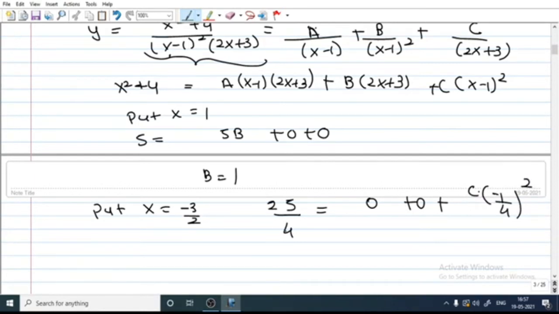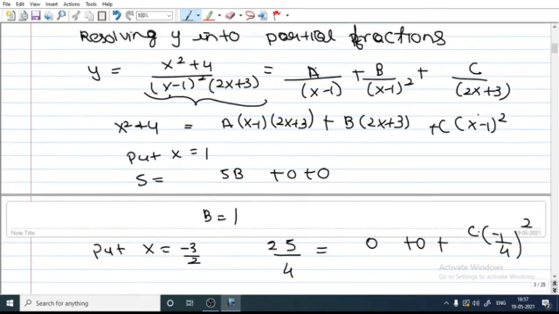So what you can see here is that this was x square plus 4, so it was 9 by 4 plus 4, which is 25 by 4. Now we are going to simplify this. Let me check, are we making any mistake? Here we put minus 3 by 2. Okay, so it will become 3 by 4 only. No, it will become 5.